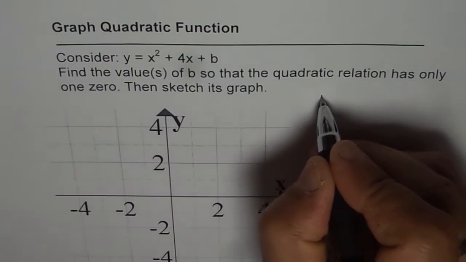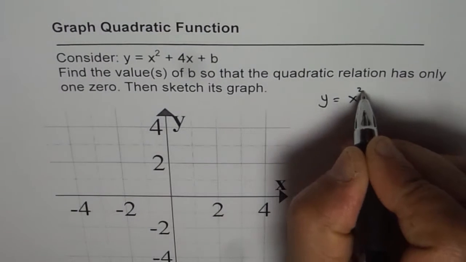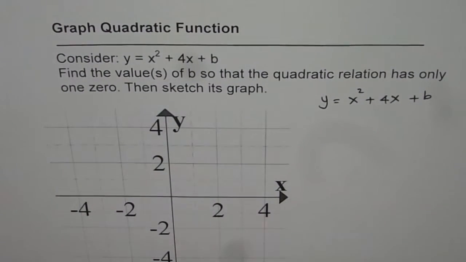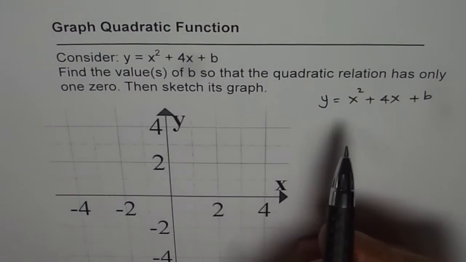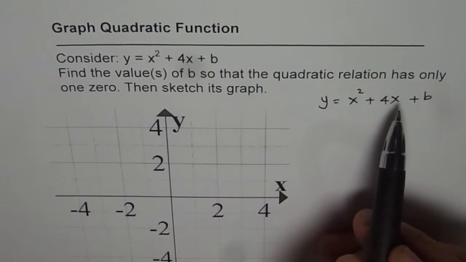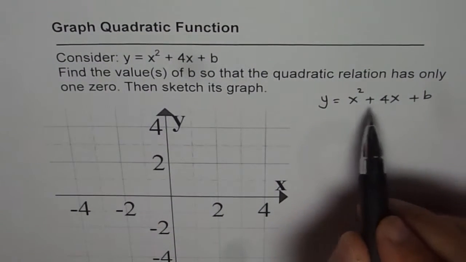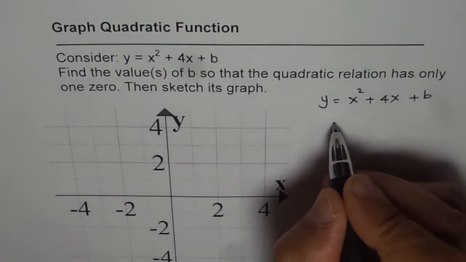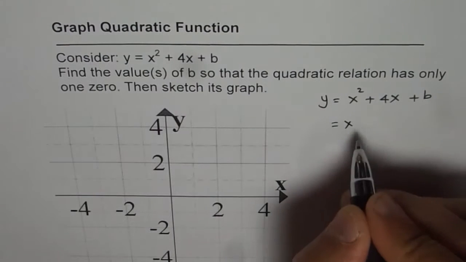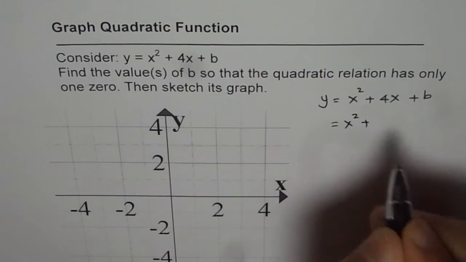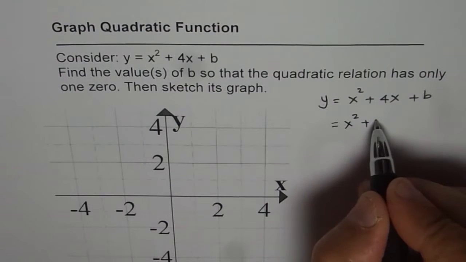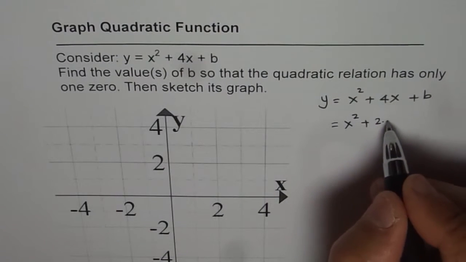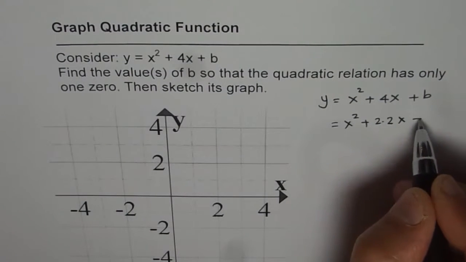We are given the equation y equals x squared plus 4x plus b. Now to have only one x-intercept, it's very clear that it should be a perfect square. Now this equation can be a perfect square provided b value should be what? This is what we have to find. So we can write 4 as 2 times what? 2 times 2 is 4, x plus.